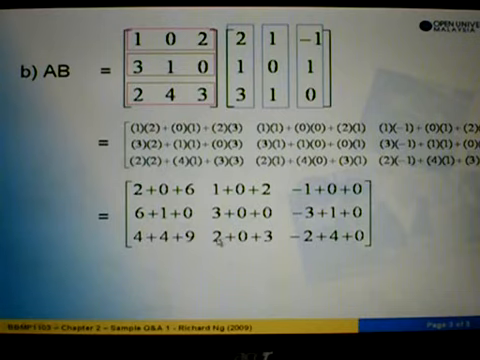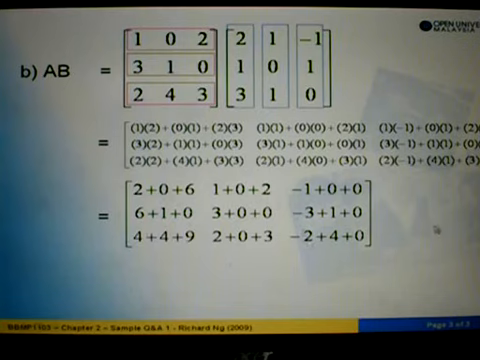And 2 times 1 is 2, 4 times 0 is 0, 3 times 1 is 3. Then last we have 2 times negative 1 is negative 2, 4 times 1 is 4, 3 times 0 is 0. Okay, so you have to check very carefully so that you don't make silly mistakes here.